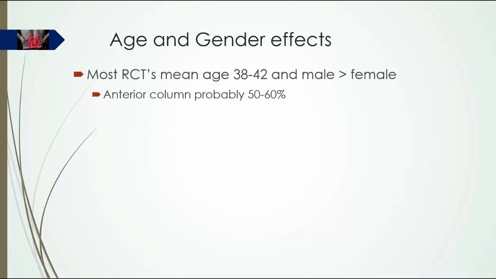The majority of randomized controlled trials in back pain research include patients with a mean age somewhere between 38 and 42, with slightly more men than women. The prevalence of anterior column pain is usually about 50 to 60%. That is, the pre-test probability is therefore somewhere between 50 and 60%.